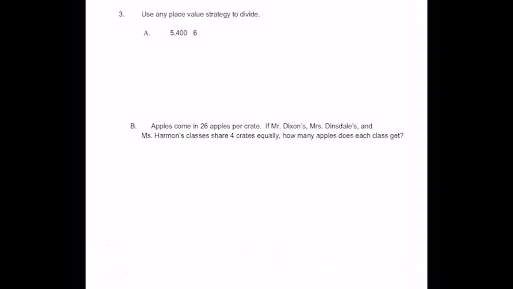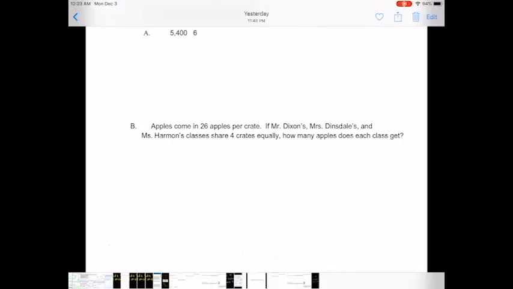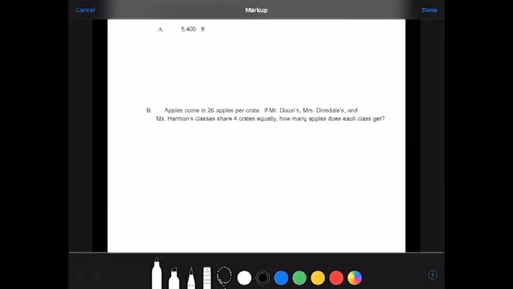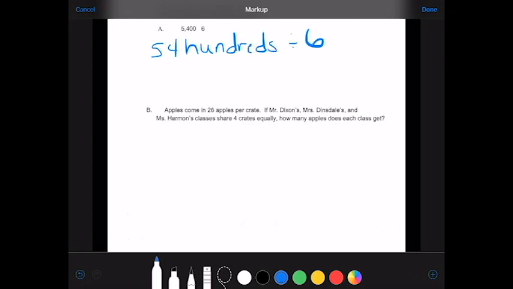Number 3 says use any place value strategy to divide. So with this one, you can do it long division if you want to, but I really like to just simplify it into unit form. So I'm going to say 54 hundredths divided by 6. So that lets me just think about 54 divided by 6.